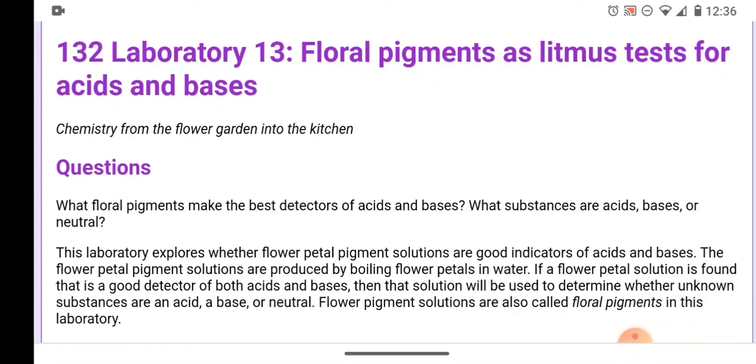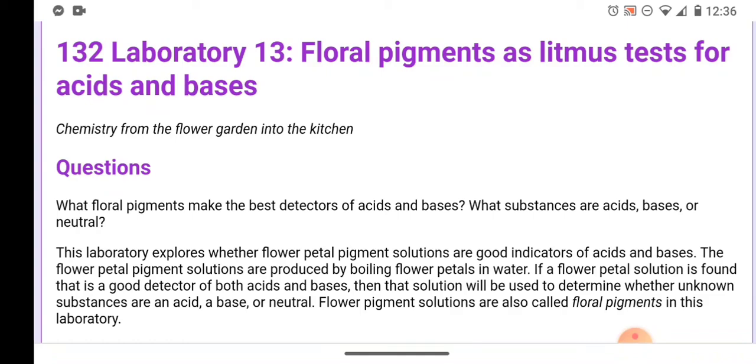Laboratory 13 uses floral pigments as litmus tests for acids and bases. I refer to this laboratory as chemistry from the flower garden into the kitchen. Some of the questions we'll be exploring are, what floral pigments make the best detectors of acids and bases? What substances are acids, bases, or neutral?